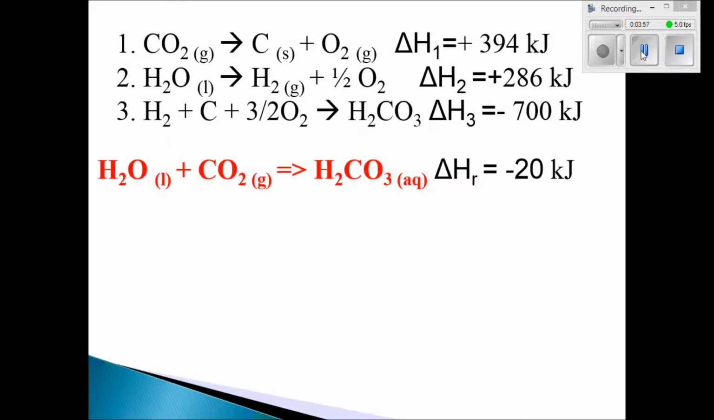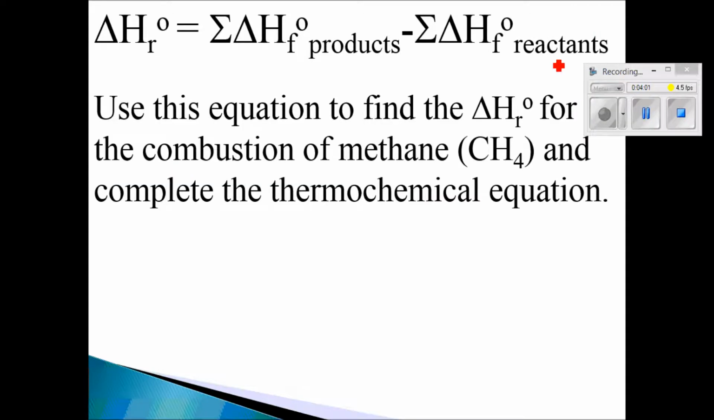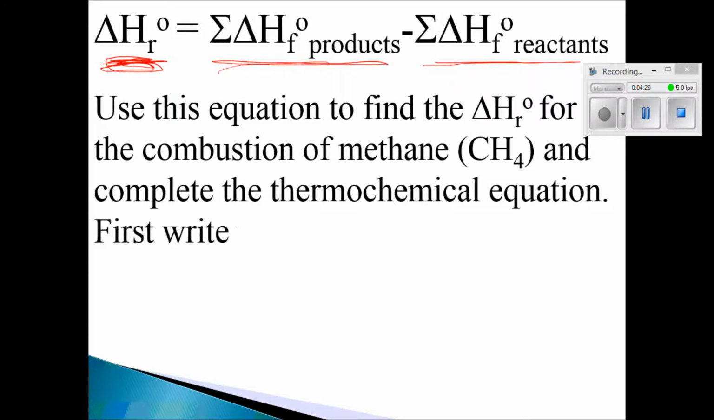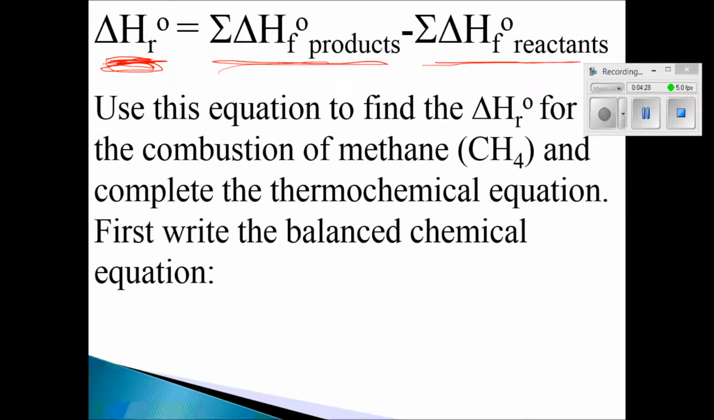The equation is the following. This is Hess's law, the short way, and it's actually an equation. What it says is the enthalpy of any reaction is equal to the sum of the heats of formation of all the products minus the sum of the heats of formation of all the reactants. So we can find any thermochemical equation. First we have to write a balanced chemical equation. Let's combust methane gas.